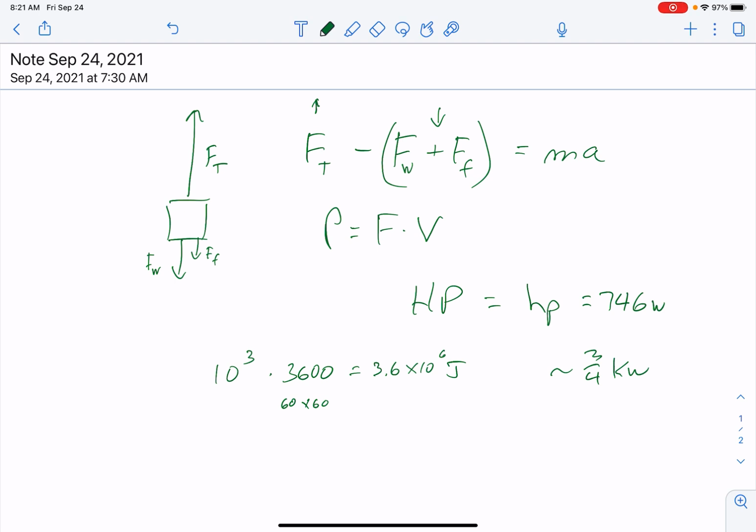Now, I'm going to skip this last problem with killer whales. Pretty straightforward again. You've got a change in kinetic energy. Once you find your kinetic energy, you divide by the 6 seconds over which the change took place to find your watts.